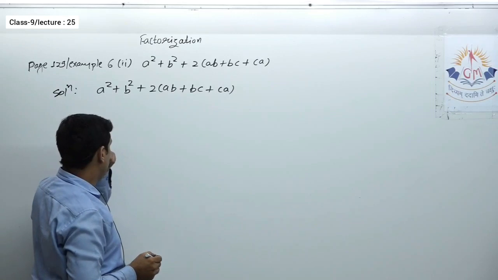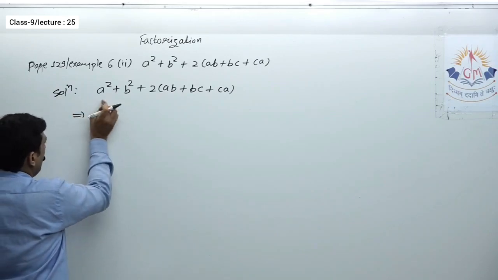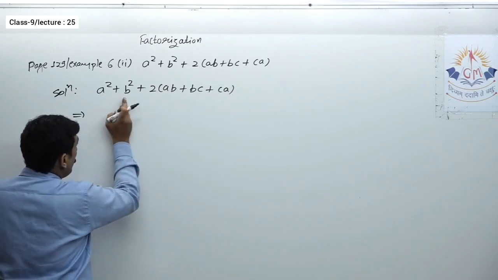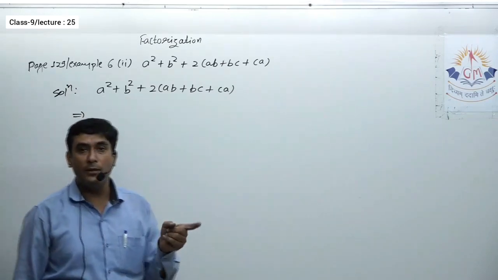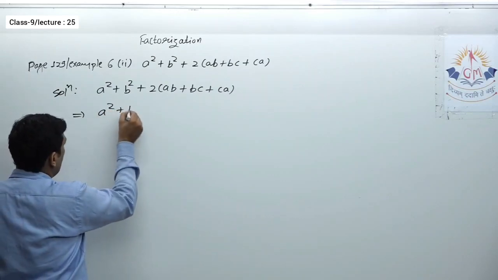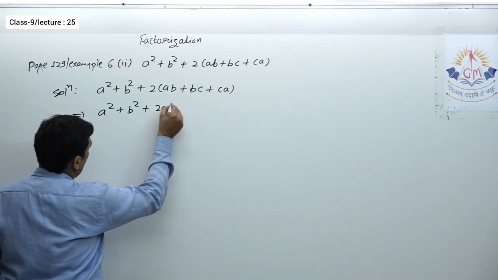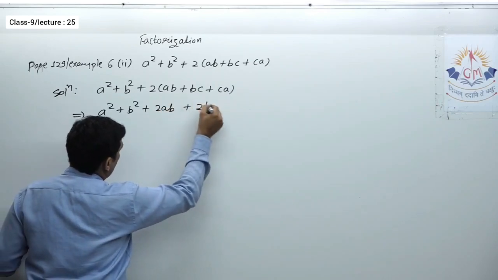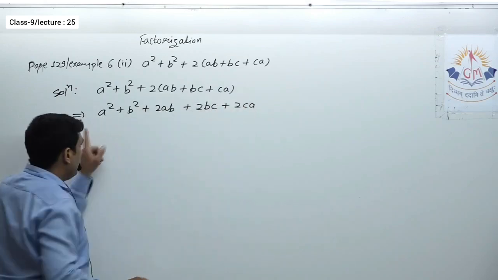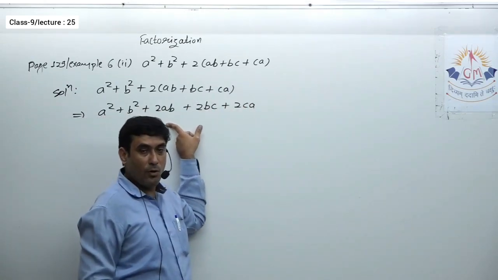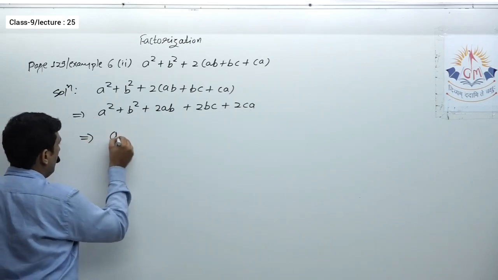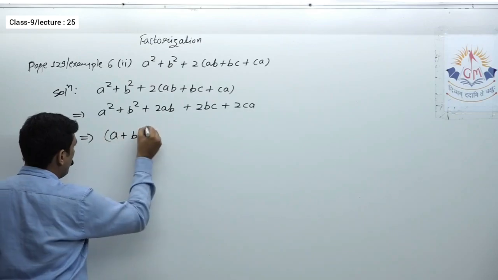Okay, so see here I have a square, b square. If I multiply this 2 with 2ab, then a square plus b square plus 2ab gives me the identity of a plus b whole square, isn't it? So let me write that a square plus b square plus 2ab. Definitely I do write plus 2bc plus 2ca as well. That means I multiplied this over here. Now these three terms give me an identity of a plus b whole square. So here I'll write a plus b whole square.